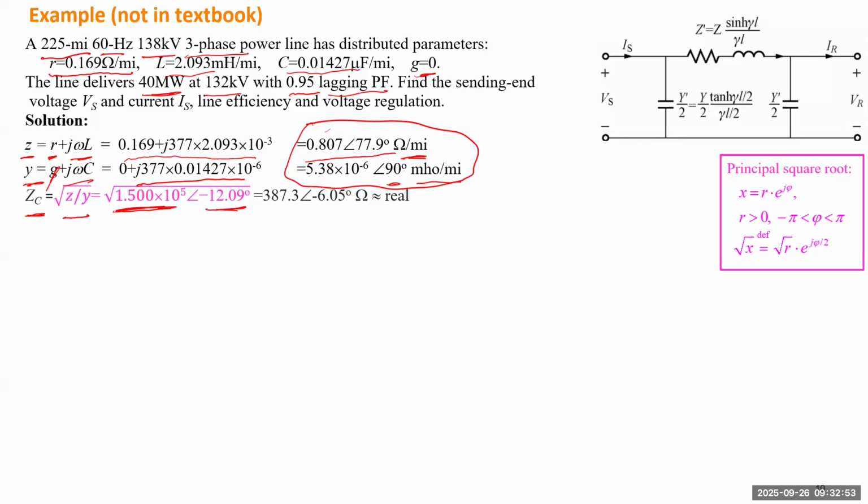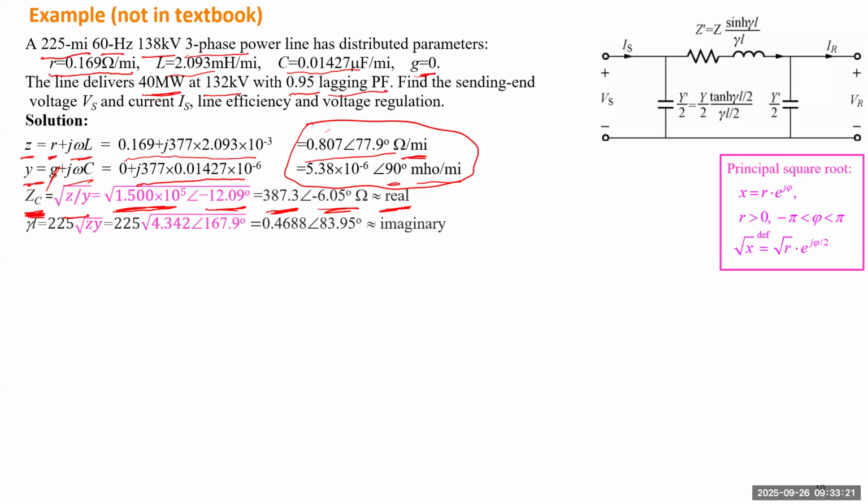Square root is simply the square root of the magnitude and half of the angle. From this result, you can tell the angle is very small, just -6 degrees, which means ZC for this case is very close to a real number.